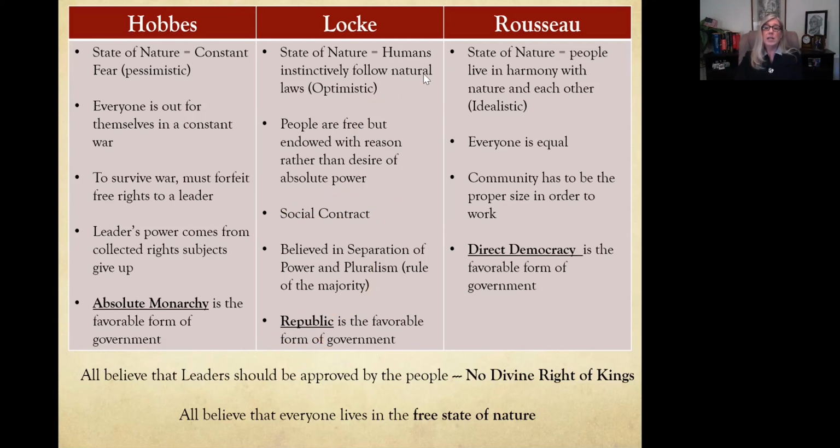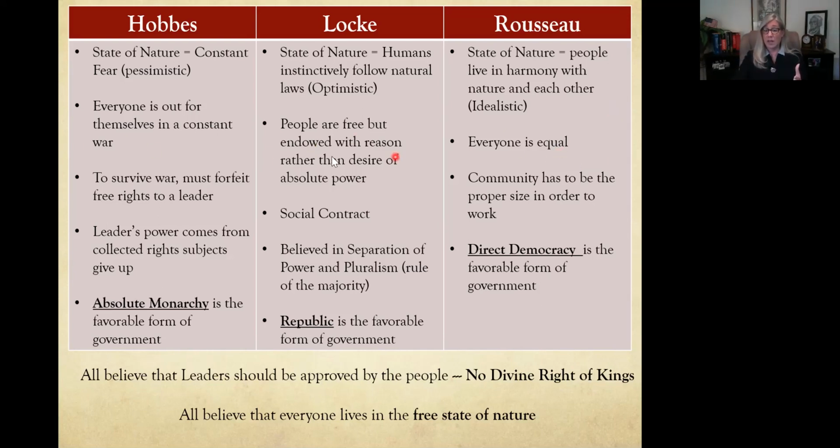Then if we've got Rousseau, he's going to be another one of the enlightened thinkers. He just believes that everybody's going to be living peacefully together and there's not going to be any sort of conflict among anybody. Very, very, very idealistic. And he believes that everyone is absolutely equal.